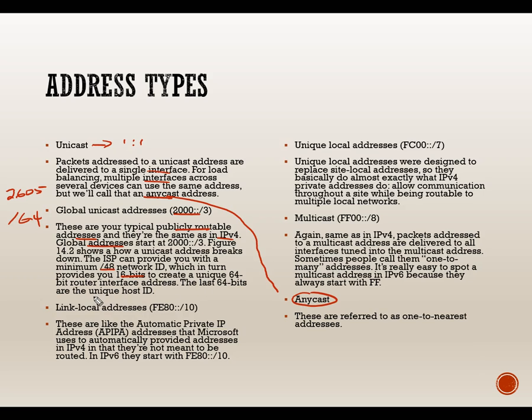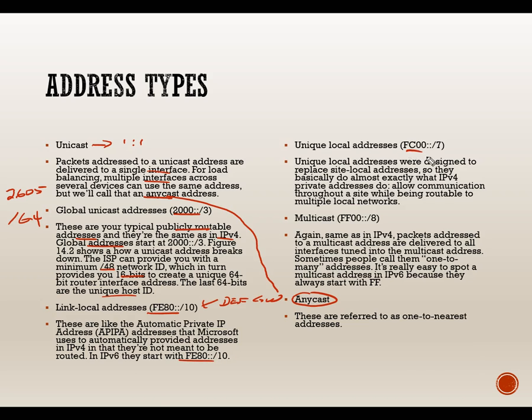The last 64 bits are the unique host ID, and then we have the link local addresses, FE80. Interestingly, the default gateway and, in routers, the next hop address are going to be the link local addresses, not the public addresses or the global unicast addresses. These are like the APIPA addresses of Microsoft to automatically provide addresses in IPv4, not meant to be routed. IPv6 will start with an FE80.